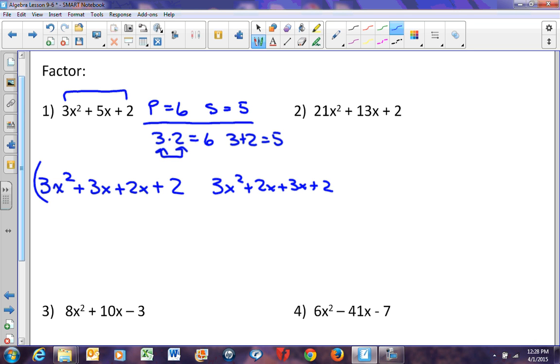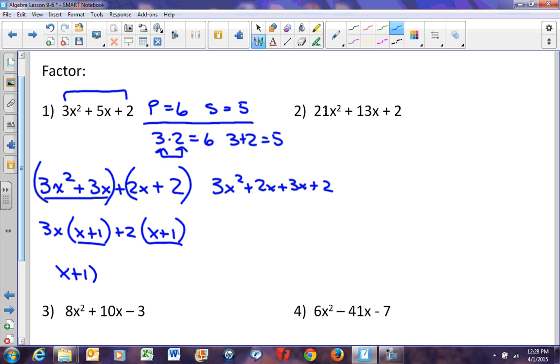Again, factor group first 2, last 2. Common term here out of 3x squared plus 3x is 3x. If I divide a 3x out, I'm left with x plus 1. Here I can take out a 2. I'm left with x plus 1. So my common term is x plus 1. We write that down one time. What's left is 3x plus 2. We write that down. And we have a factor.